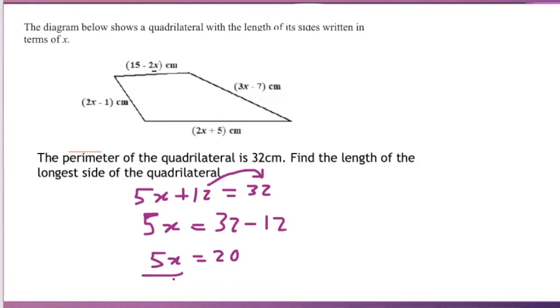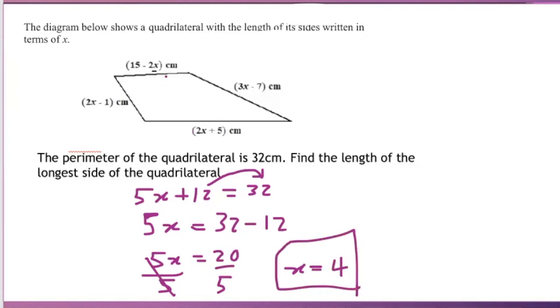And then we divide both sides by 5. And this will give me the value of x. x is equal to 4. Now, the question didn't ask us what x is. It asked for the longest side. So we have to substitute x into these to find out the length of each side. And then we can compare to note what the longest side is.